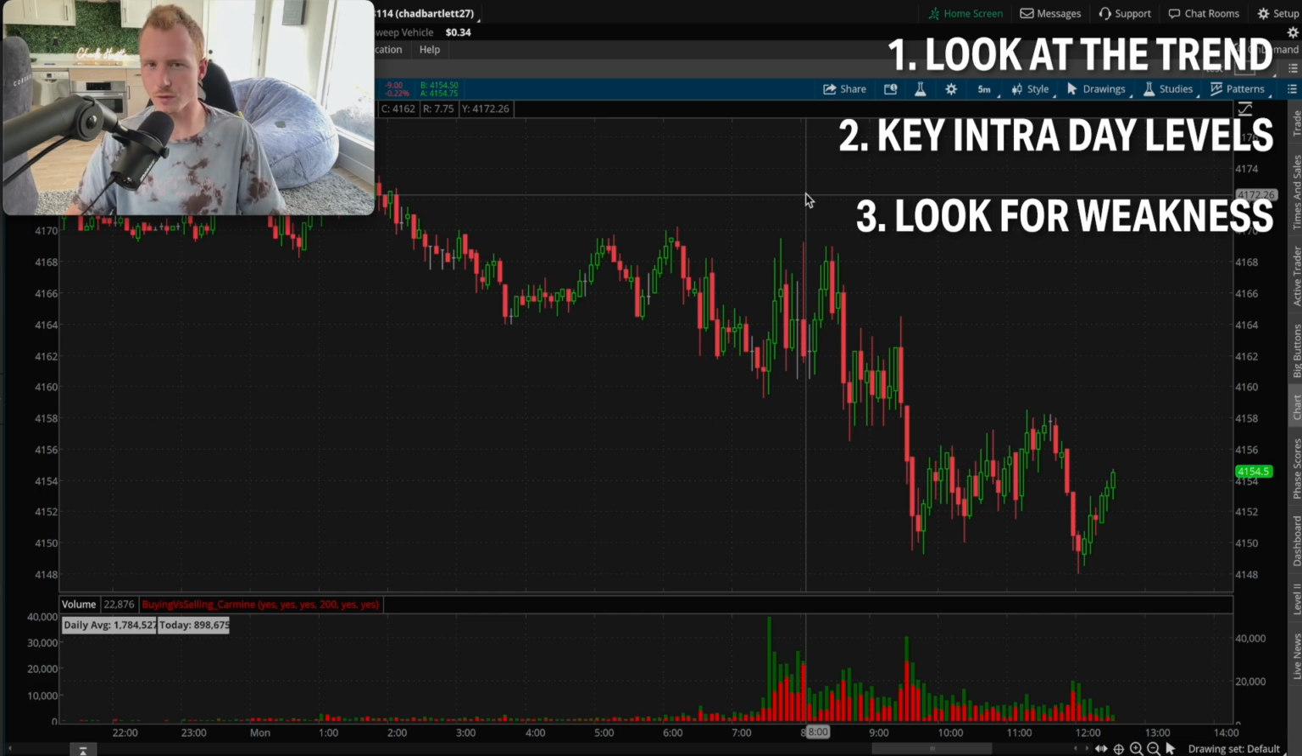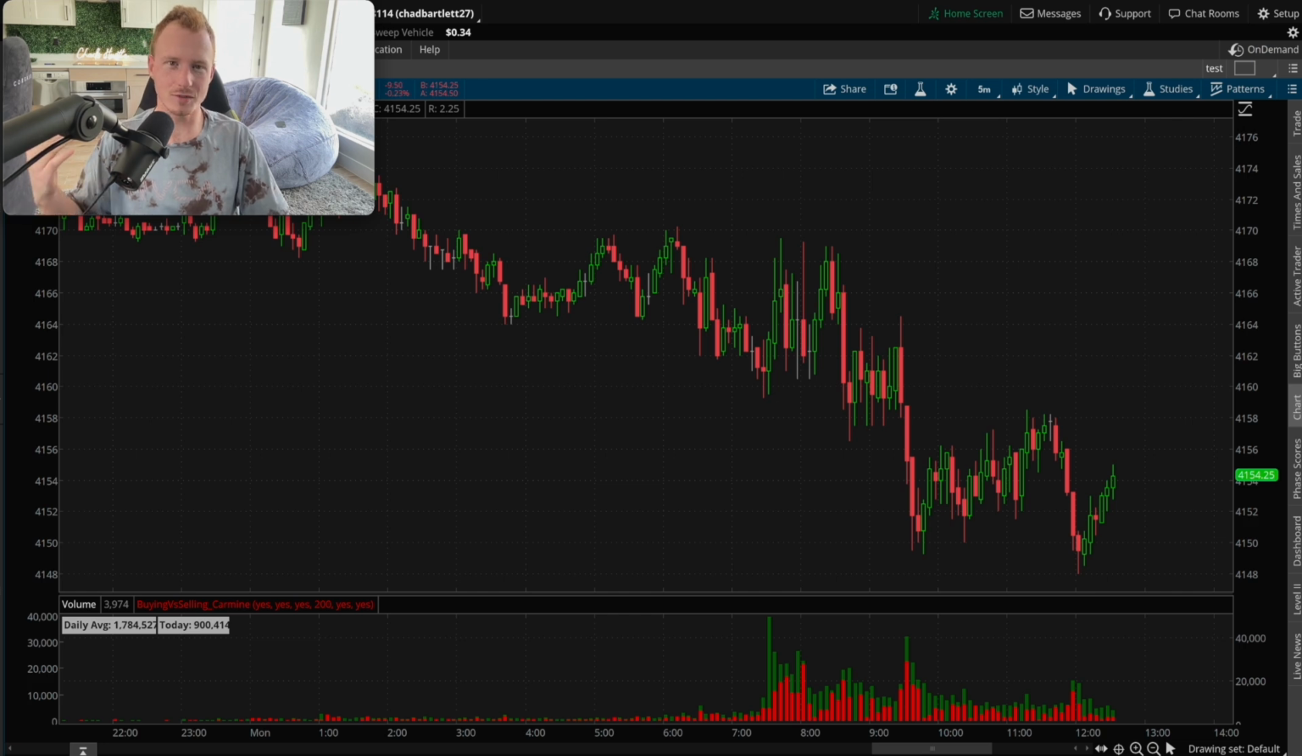I think it's super important to know, especially when we have more choppy days like we did today, because on choppy days, when there's less follow through, you can end up losing a lot more money if you're not trading with the trend at those key levels and looking at the candlesticks for weakness or strength, depending on what you're playing. So anyways, guys, hopefully this video was helpful for you.